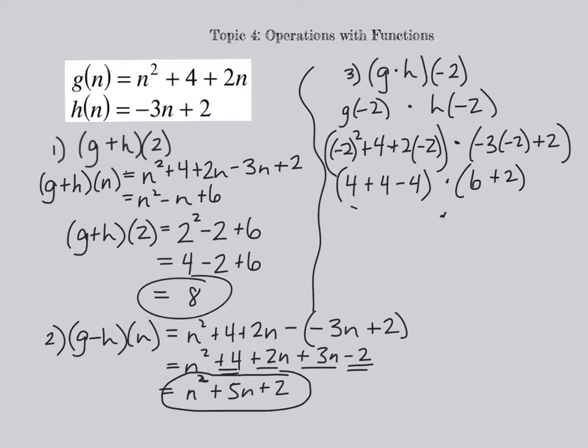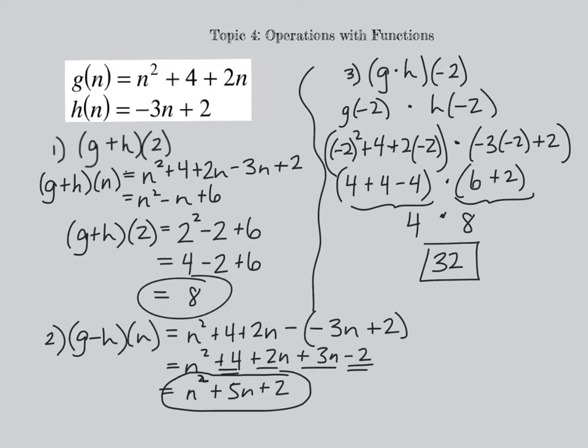All right, so it looks like this first term will end up being a 4, and this term will end up being an 8, and when we multiply, we'll get 32. That's an alternate way of plugging in a number. So there are some examples of operations with functions.